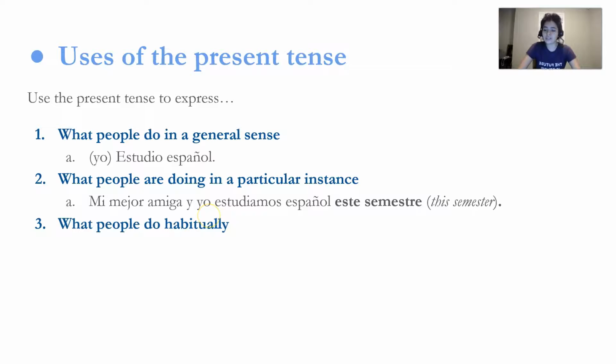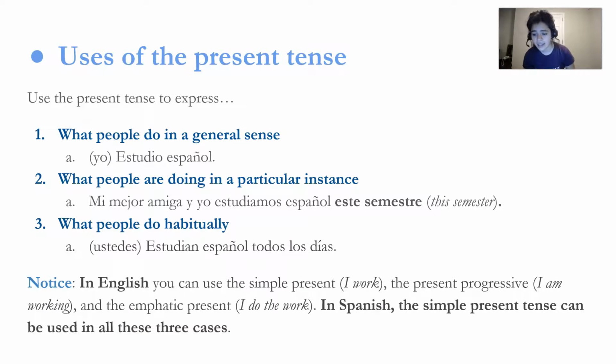The third use is to describe what people do habitually. So, estudian español todos los días. You study Spanish every day. So, to express whatever you do every day, you can use the present tense.